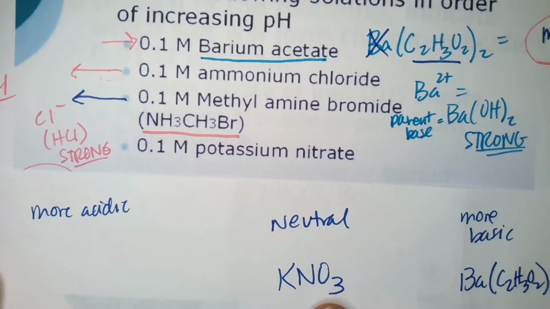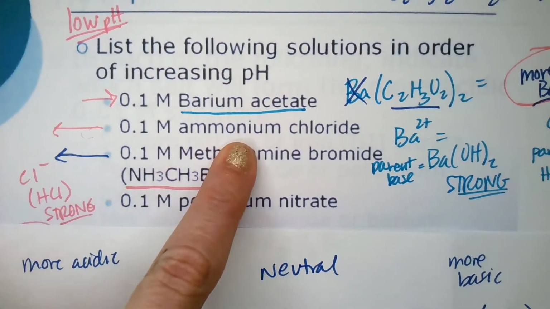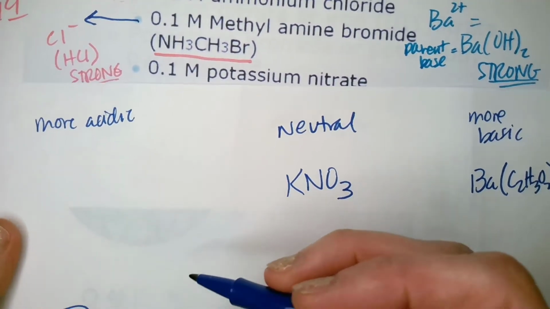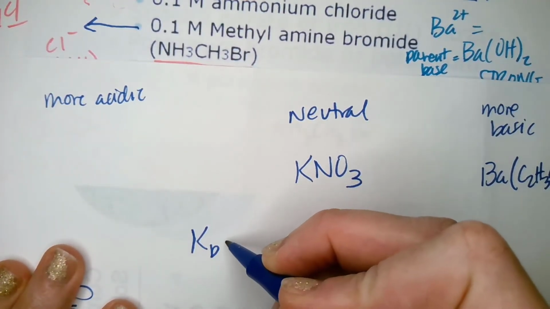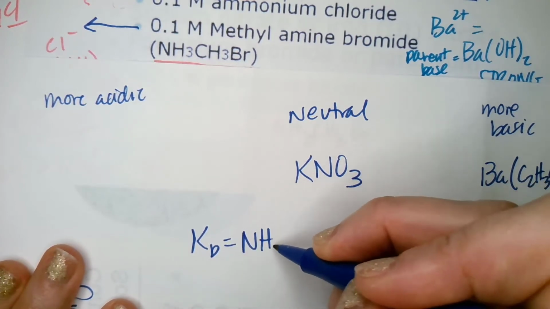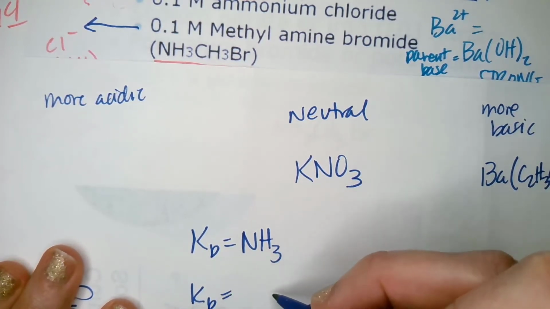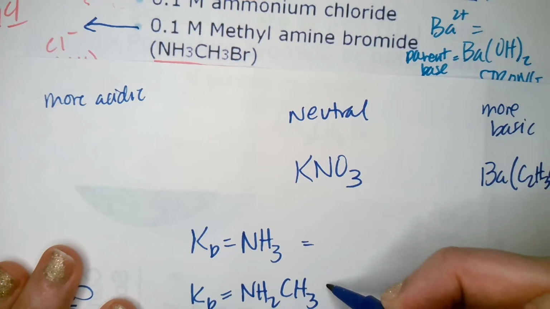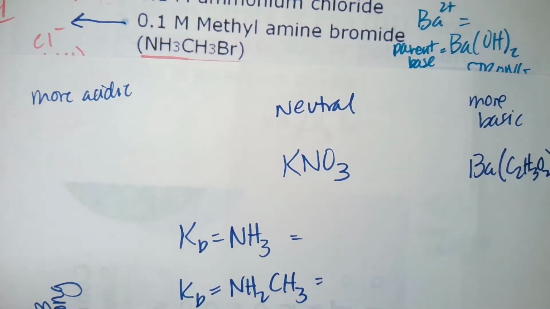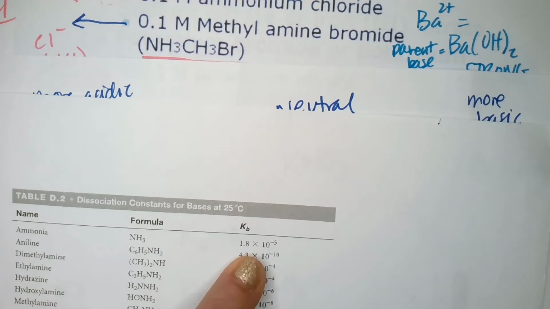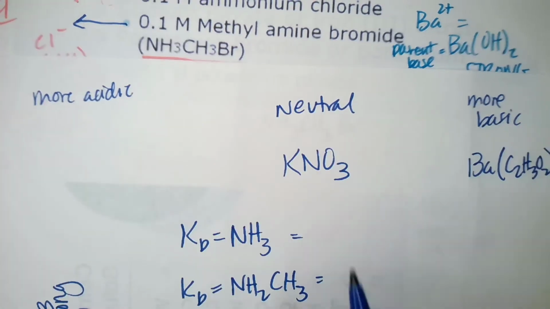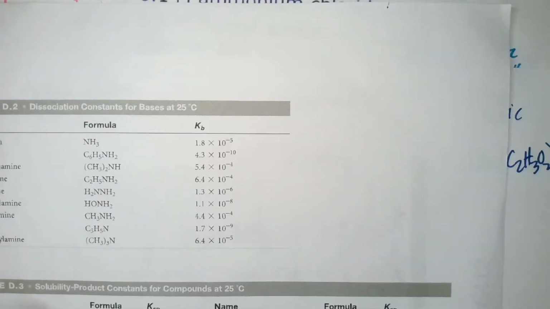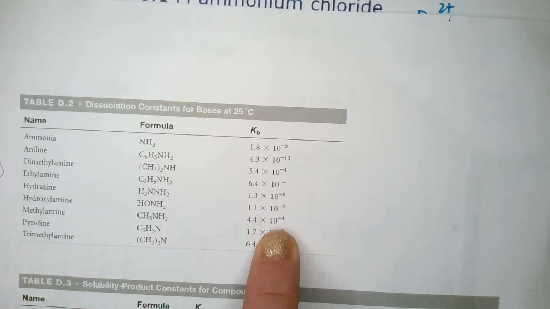But now we have to decide the difference between ammonium chloride and methylamine bromide. So let's compare their Kbs. The Kb of NH3, and let's look at the Kb of NH2CH3. So I'm going to get my appendix D out here. My base of ammonia, 1.8 times 10 to the negative 5. And my Kb for methylamine, 4.4 times 10 to the negative 4.